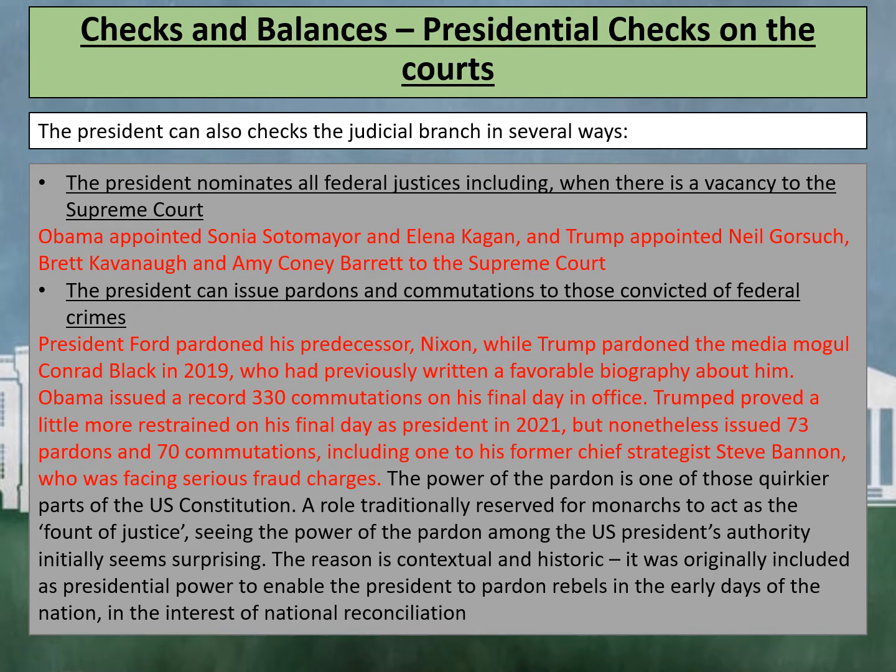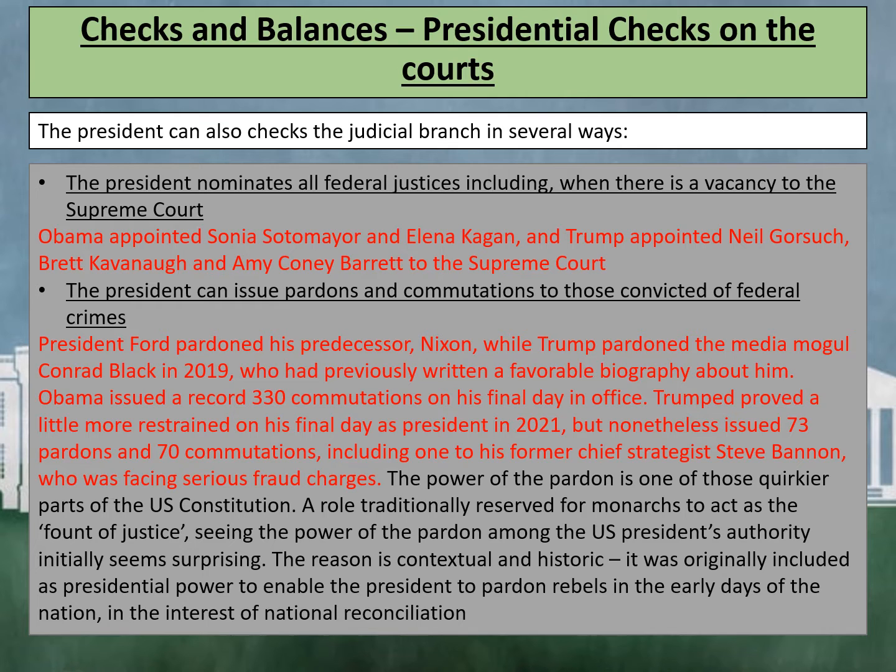President Ford pardoned his predecessor Nixon, while Trump pardoned the media mogul Conrad Black in 2019, who had previously written a favorable biography about him. Obama issued a record 330 commutations on his final day in office. Trump proved a little more restrained on his final day as president in 2021, but nonetheless issued 73 pardons and 70 commutations, including one to his former chief strategist Steve Bannon, who is facing serious fraud charges.